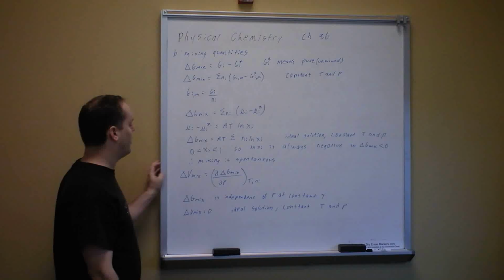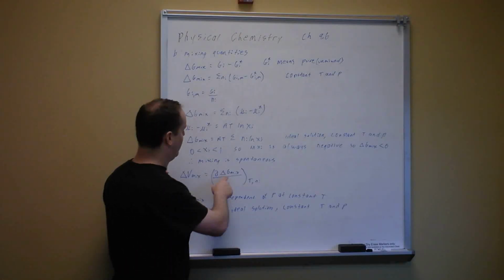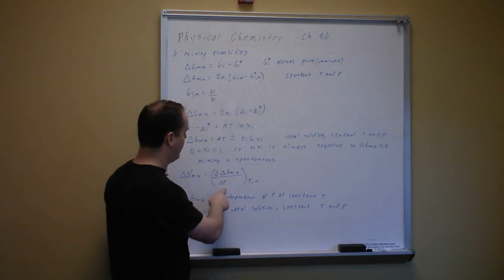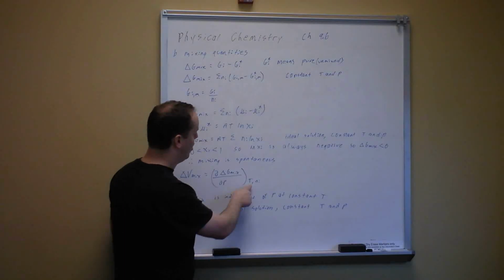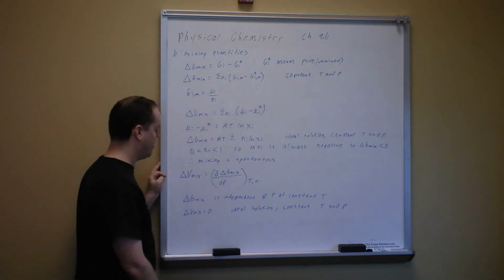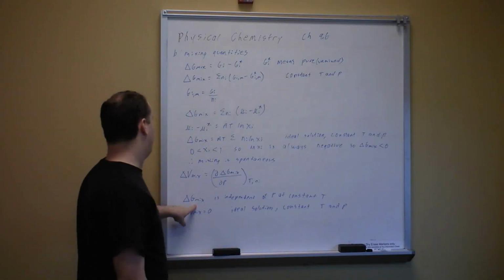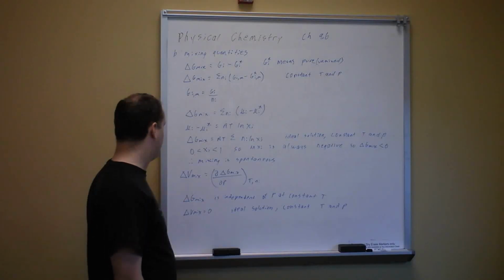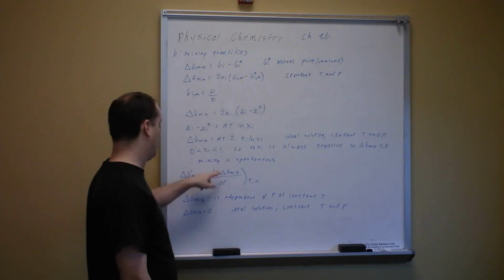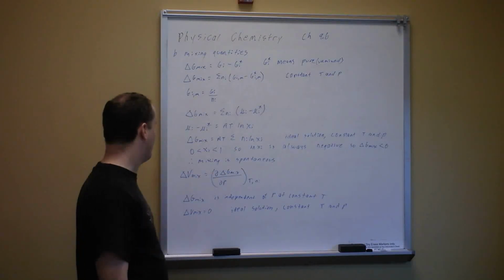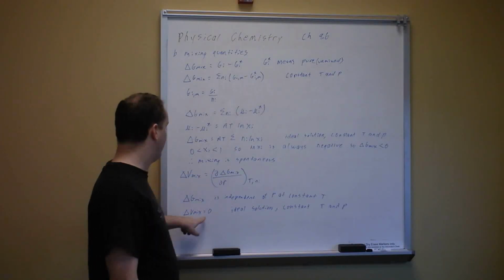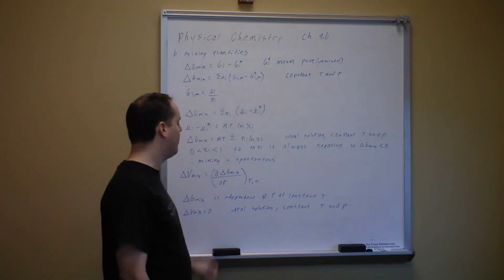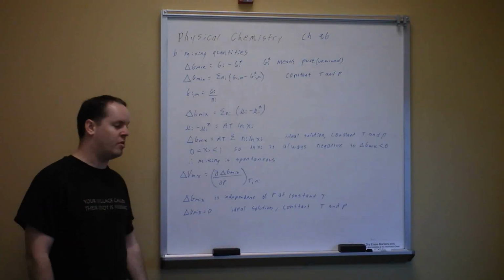Now, the change in volume of a mixture is equal to the derivative of the change in Gibbs free energy of the mixture with respect to pressure, holding temperature and the number of moles constant. But we said that delta G mix is independent of pressure at constant temperature. Therefore, that derivative is equal to 0. Therefore, the change in volume of mixing is equal to 0 for an ideal solution at constant temperature and pressure at least.